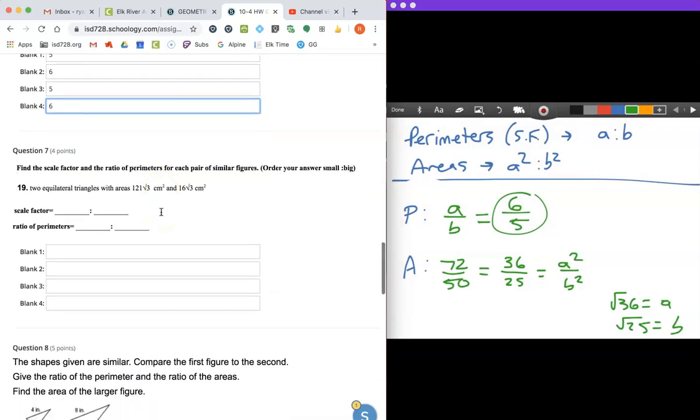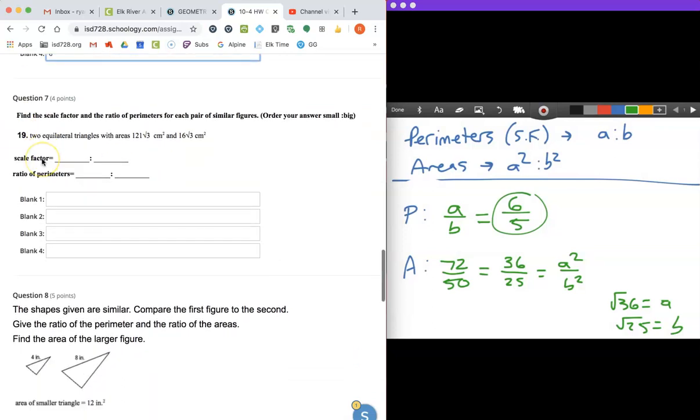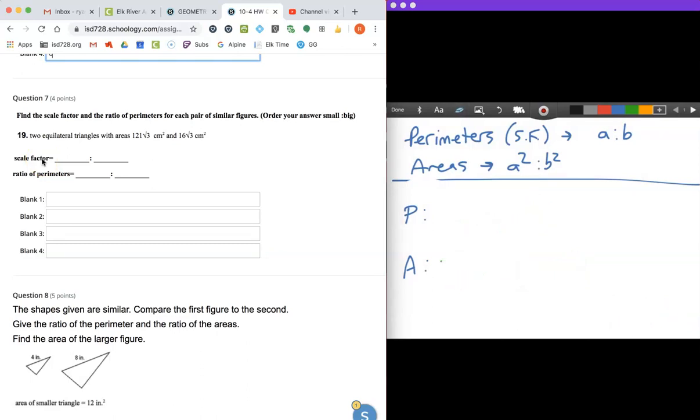This one that's labeled number 19 is similar. The math looks a little bit tougher because it has some square roots in it, but that really isn't a big deal. Here's what I mean. Again, they gave us the areas first. So let's do small to big right away so that I don't mess that up again.